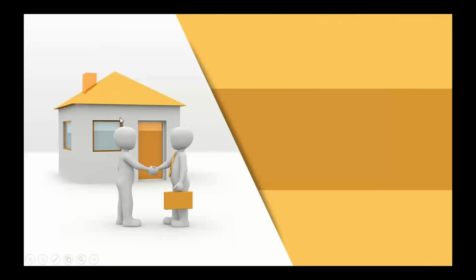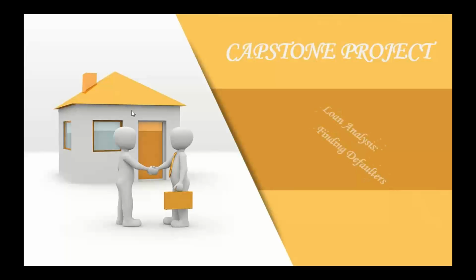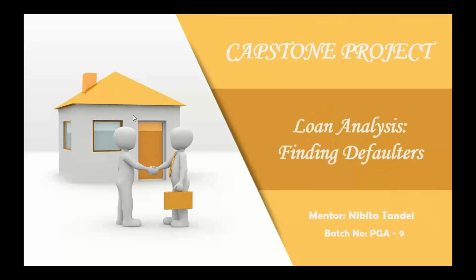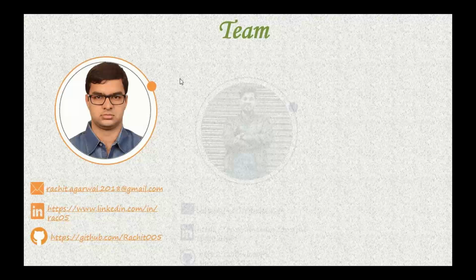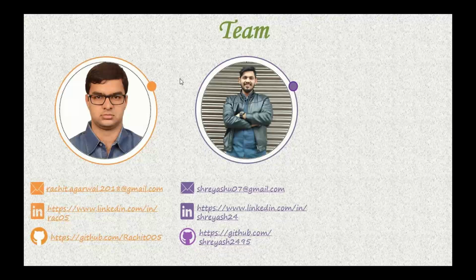So let's start. Hi, myself Shreyas Upadhyay. Me and my team members are here to discuss the Capstone project. The Capstone project was about the loan applications approved by the loan issuer, to find the defaulters. My mentor is Nikita Tandil and the batch number is PGA9. Here's my team: Rachit Agarwal, Shreyas Upadhyay, and Vishwesh Jore.